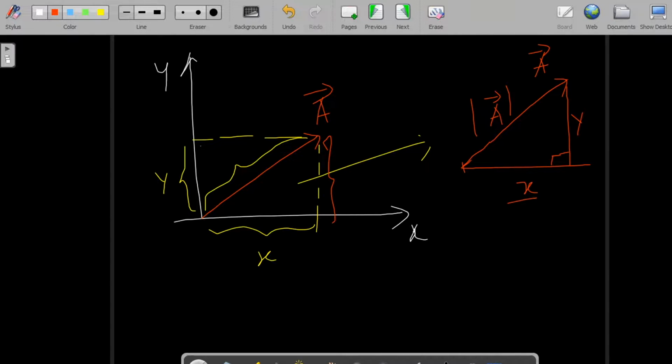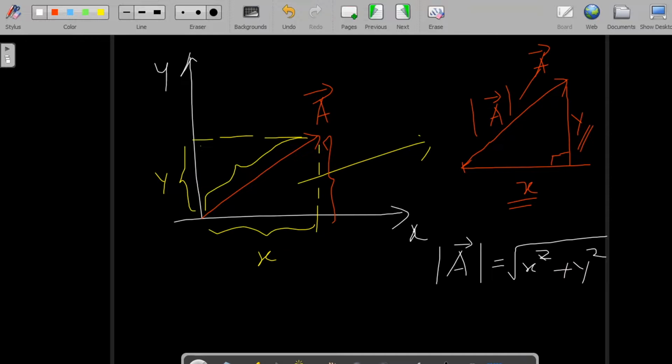So in a right angle triangle, if you know x and you know y, how can you find this? You can apply Pythagoras theorem, as simple as that, right? So what is Pythagoras theorem? Hypotenuse square equals base square plus altitude square. So if you take hypotenuse, that is my A vector magnitude, this is nothing but square root of base square, which is nothing but x square, plus y square. Agree? So I get square root of x square plus y square.